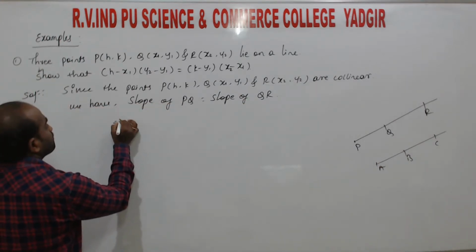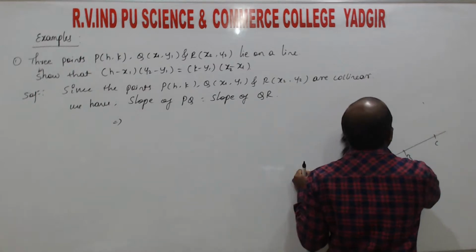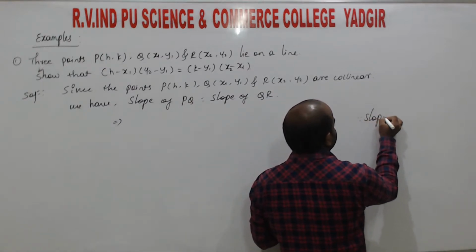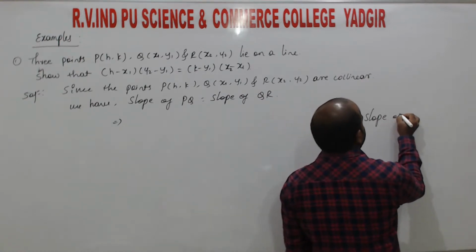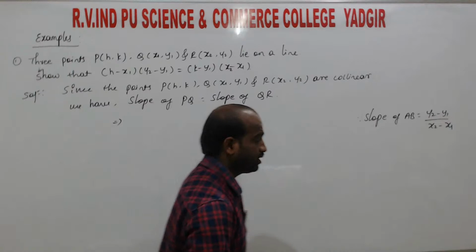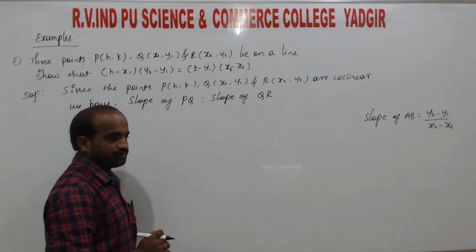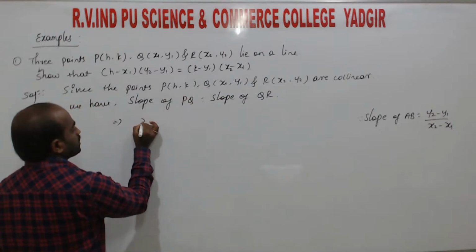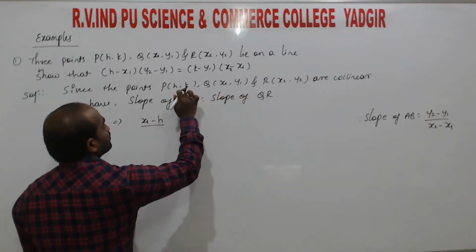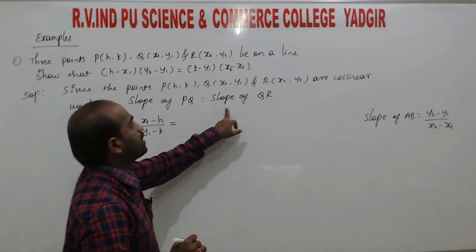Okay. Now slope of PQ. Slope of AB equals what? Formula: slope of AB, the slope of the line with points A and B, equals (y2 minus y1) by (x2 minus x1). Okay, slope of PQ. First point P is (h, k), Q point is (x1, y1). So it is (y1 minus k) divided by (x1 minus h).